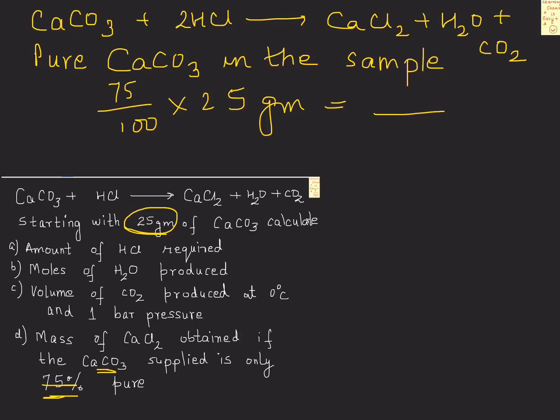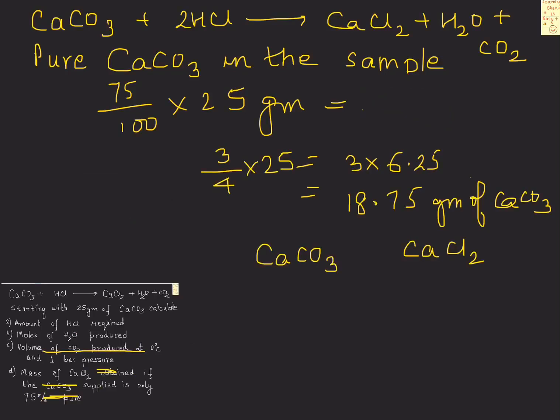On the basis of this answer, can you answer the remaining part of the question? The mass of CaCl2 obtained if the calcium carbonate supplied is only 75% pure. Now, what mass of calcium carbonate are you going to take in this to calculate CaCl2? Are you going to consider 25 grams or are you going to consider this value? Very good. This value that we get by doing 75% of 25. Now go ahead. I am not giving the answer now. I want you all to calculate. Take your time. Pause the video, please. Please calculate it yourself.